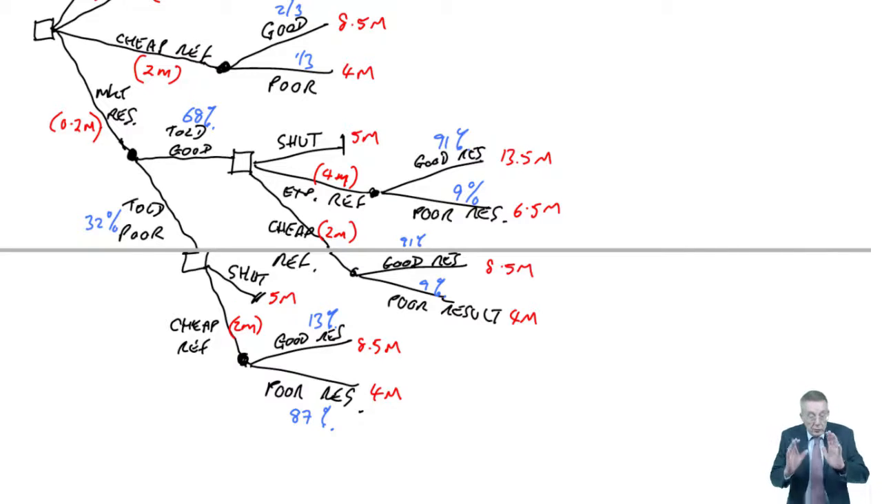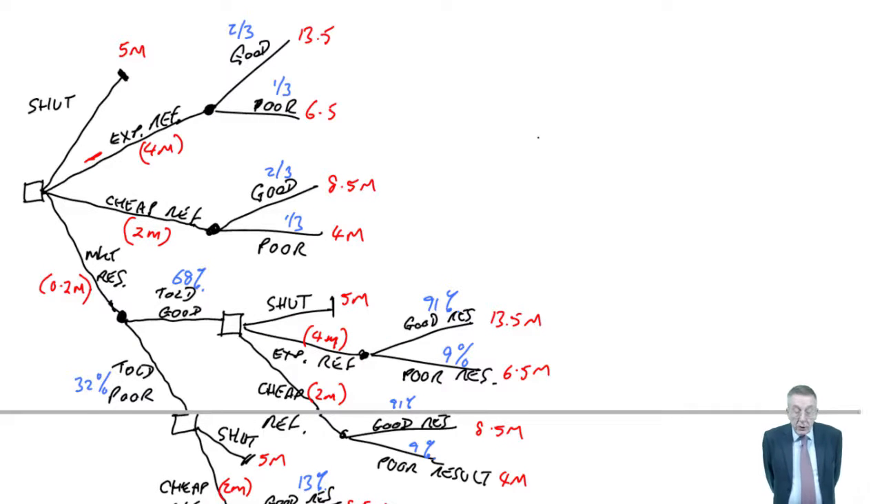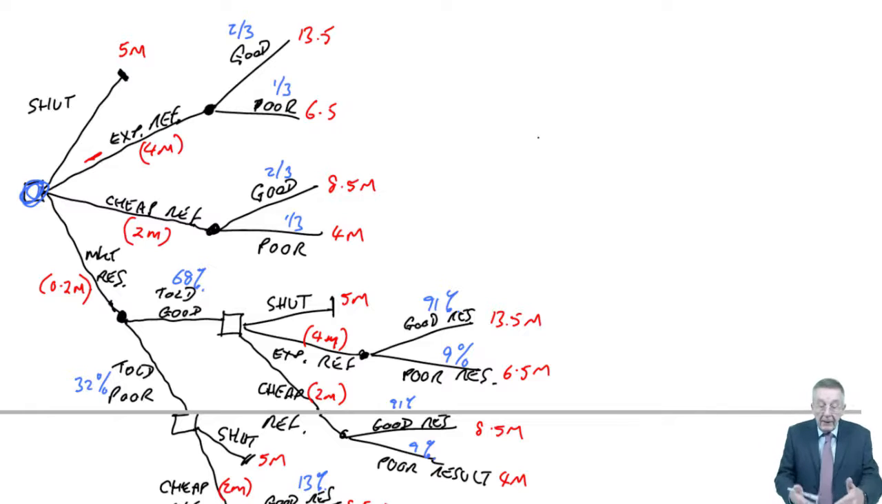So there we are, we've drawn the tree. I've now put in all the cash flows. I've put in the probabilities. We're now in a position to start making the decision. And let's look at these various options. You know, our main decision as of now is, shall I shut or shall I refurbish or do market research? Well, shutting, we know what the outcome is. It's 5 million. The question is whether the other three give us more or less than 5 million.